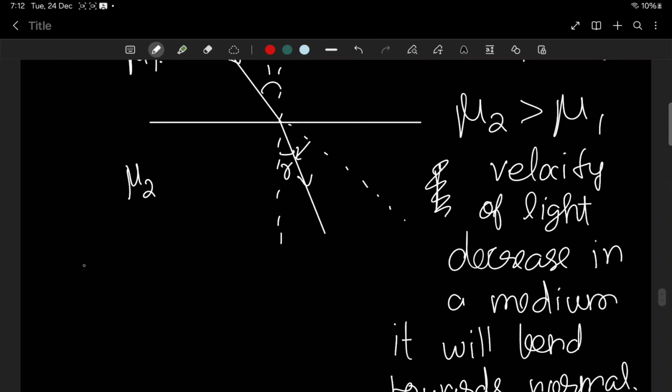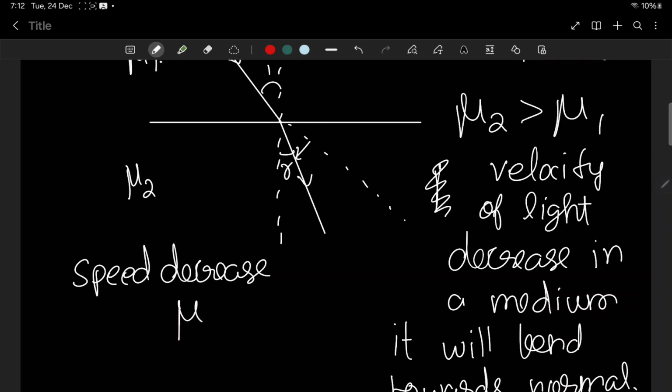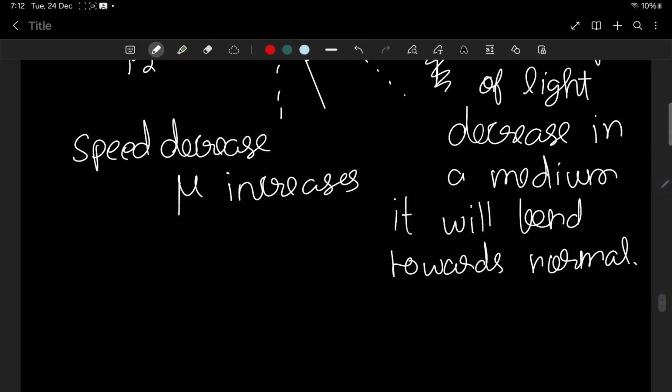If speed decreases, refractive index mu increases. So this is a very important relation: speed V is inversely proportional to mu. Very important.